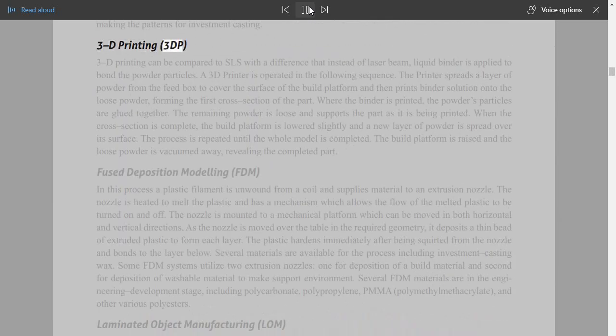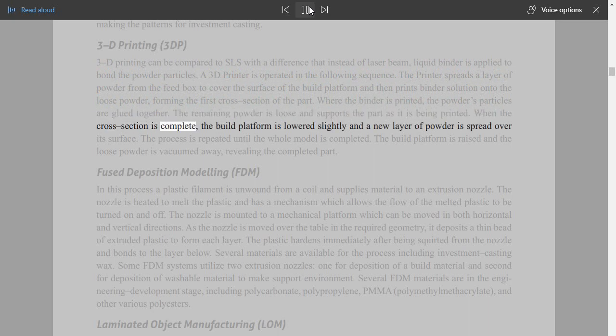3D printing, 3DP. 3D printing can be compared to SLS with a difference that instead of a laser beam, liquid binder is applied to bond the powder particles. A 3D printer is operated in the following sequence. The printer spreads a layer of powder from the feed box to cover the surface of the build platform, and then prints binder solution onto the loose powder, forming the first cross-section of the part. Where the binder is printed, the powder's particles are glued together. The remaining powder is loose and supports the part as it is being printed.